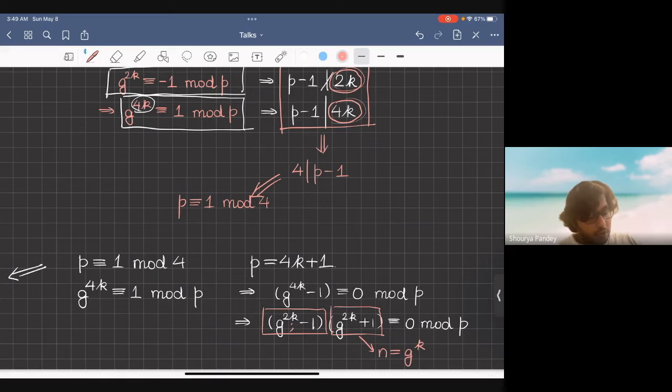So note that g to the 2k minus 1 cannot be a multiple of p because 4k is the order, right? So the order of g is p minus 1, which is 4k. So it's not possible for g to the 2k to be 1 mod p, because the order by definition is the smallest natural number. So this cannot be 0 mod p, and so this has to be 0 mod p. And so n equal to g to the k works, right? Because g to the k squared plus 1 is g to the 2k plus 1, which is 0 mod p. So this works.